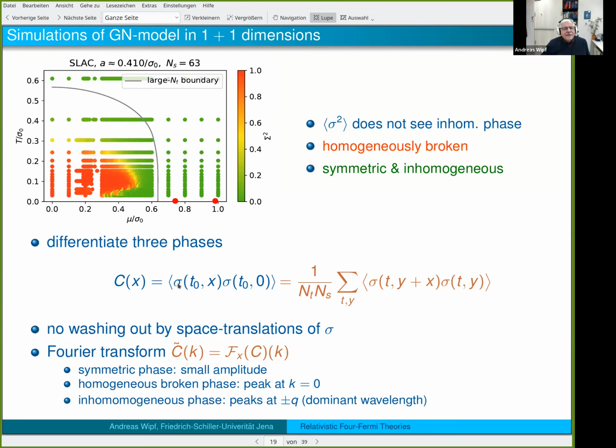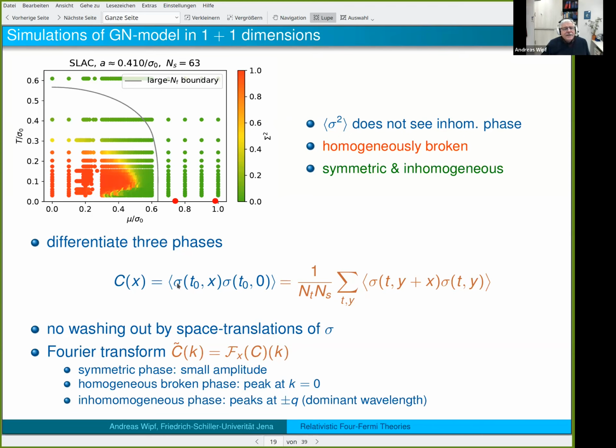Now again, if I calculate the expectation value of sigma on the finite lattice, it's always 0. And so you must be careful that you don't calculate a correlation function which shows you inhomogeneous structure, but which, for the same reason as sigma is 0, also vanishes. And this correlation function here is of this type. It catches inhomogeneous structures, but it's not washed out by these collective coordinates, which translate the sigma field over the lattice. Okay, now we also studied the Fourier transform of these two-point functions.